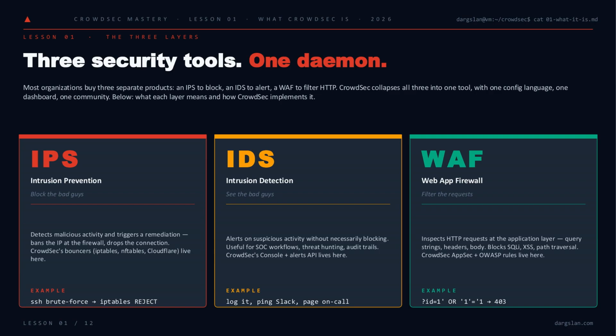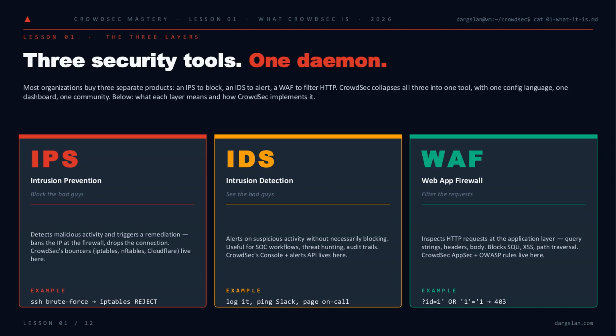An IPS, intrusion prevention system, blocks the bad guys. In CrowdSec, that's the bouncers, sitting at iptables, nftables, or Cloudflare, dropping an SSH brute forcer at the firewall. An IDS, intrusion detection system, just sees them and tells you. That's CrowdSec's console and alerts API, feeding your SOC, your Slack, your on-call.